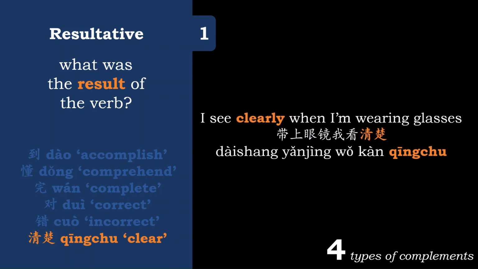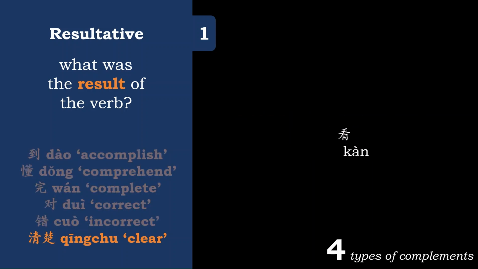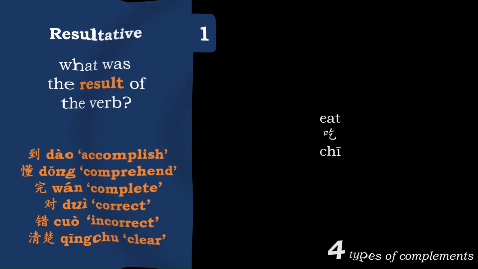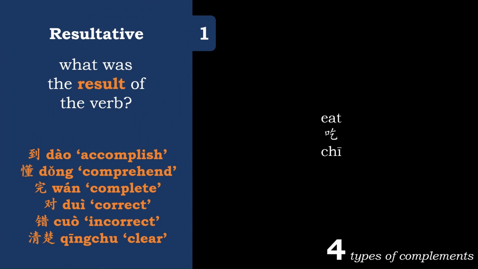戴上眼镜，我看清楚. So much like 听, which means listen, 看, which means look, can be paired with every complement we see on the left. 看到, see. 看懂, to understand through looking. 看完, to finish looking. 看对, to perceive something correctly. 看错, to perceive something incorrectly. Or 看清楚, to see clearly. So it's possible to pair every complement on this list with 看 and 听, but that does not apply for every verb. Take 吃, for example, which means eat.